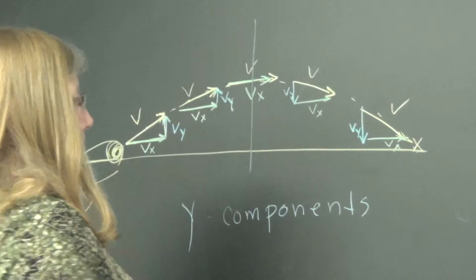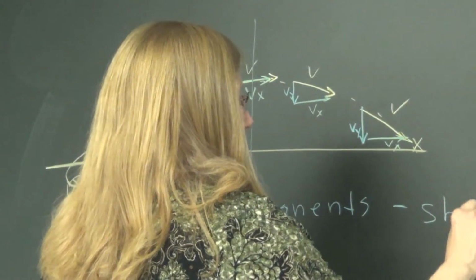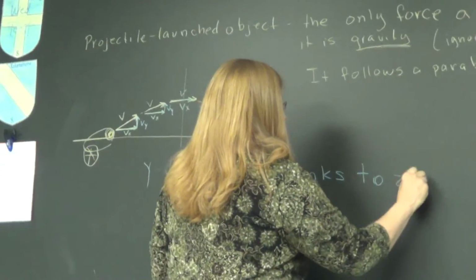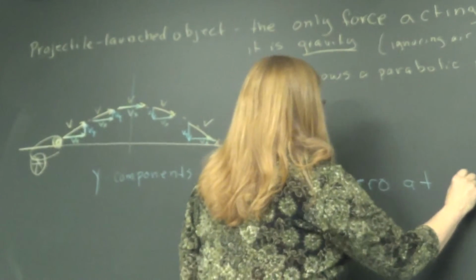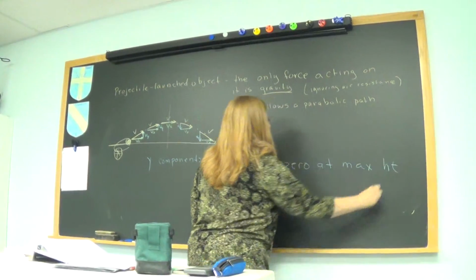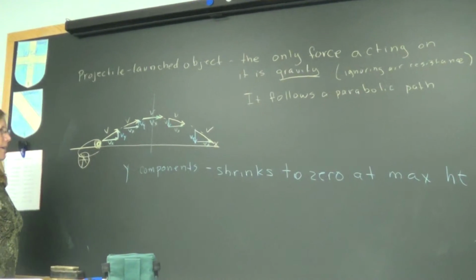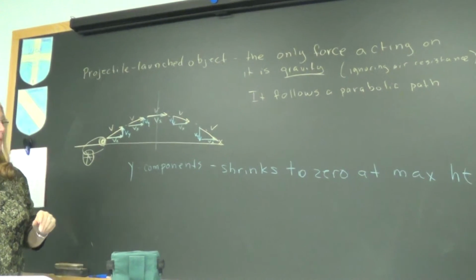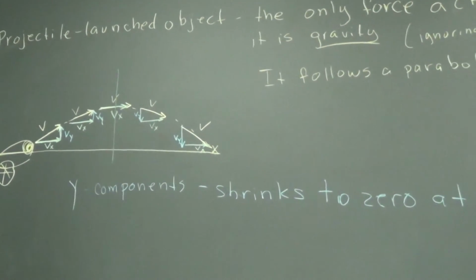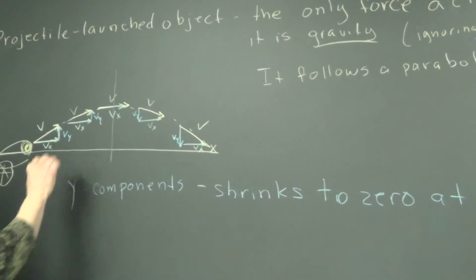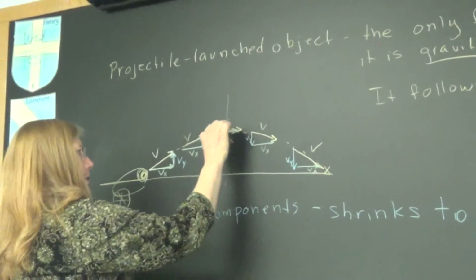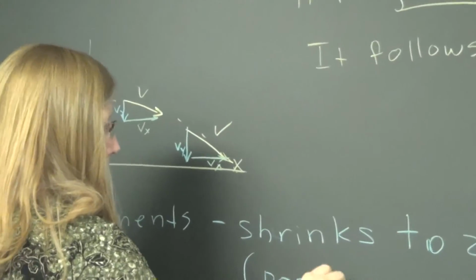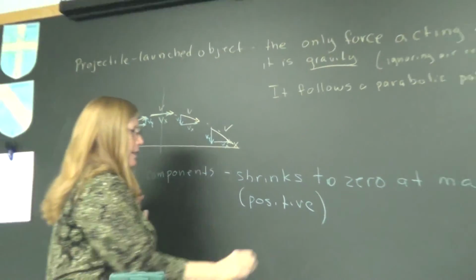Shrinking? Right, so the y component shrinks to 0 at maximum height. So at the maximum height, it shrinks away to 0. And notice at that point, is it facing upward or downward on the first half, Emily? Upward. Right, so it shrinks to 0, so it's a positive value on the way up. Shrinks to 0, positive direction.